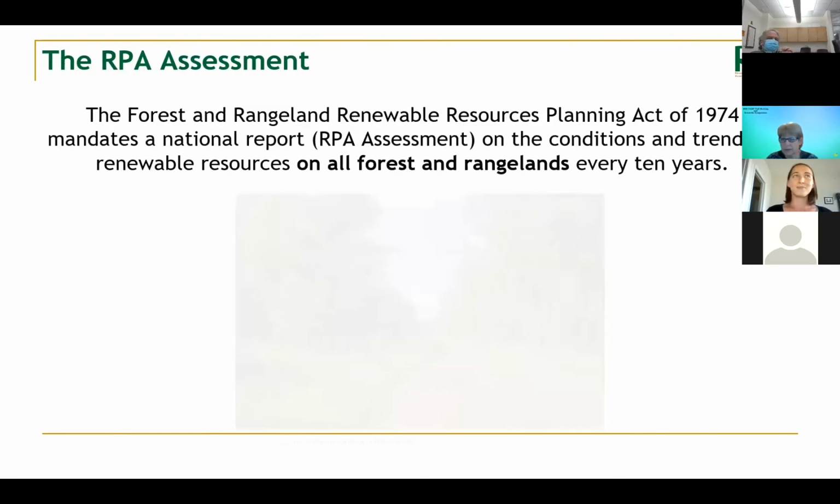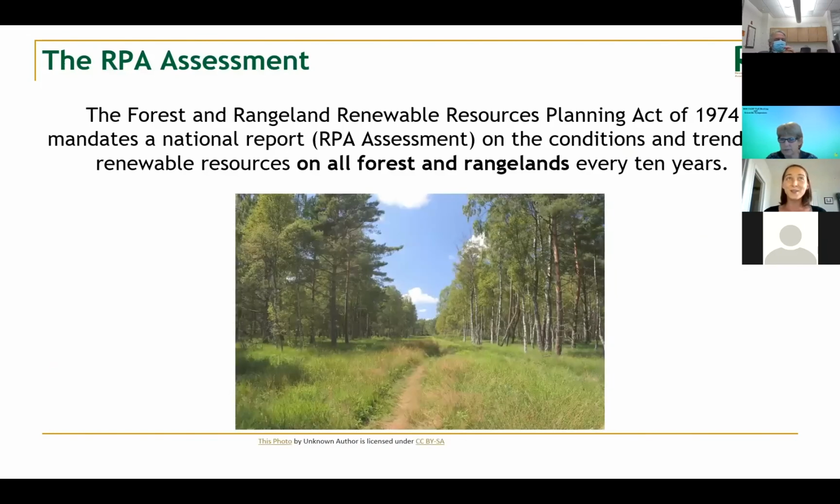And so to begin, introducing you to the RPA assessment. It was established by the Forest and Rangeland Renewable Resources Planning Act of 1974. It mandates that we at the Forest Service do a national report every 10 years on the conditions and trends of renewable resources across all forest and rangeland ecosystems. So that includes both those on Forest Service land and off Forest Service land. So it is a coast to coast assessment for US lands.